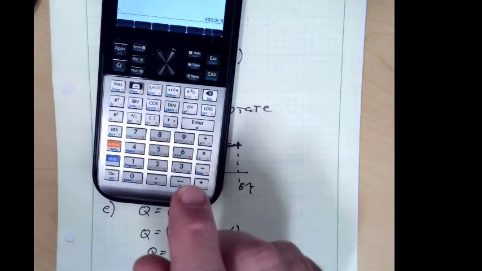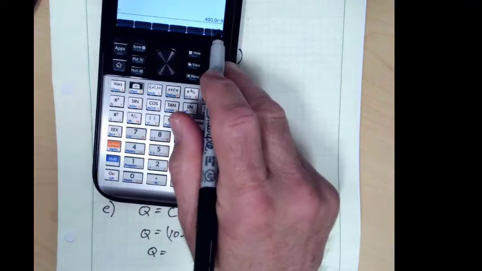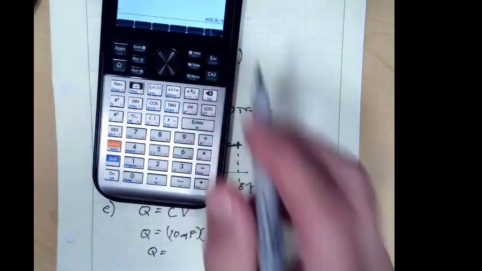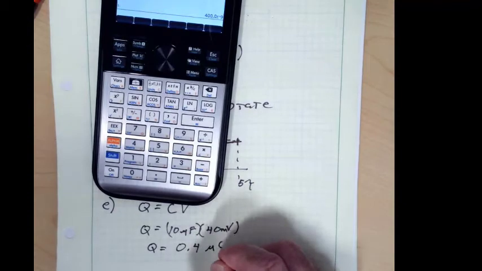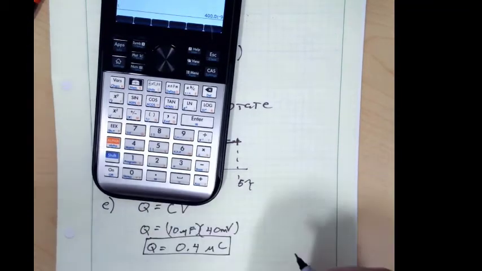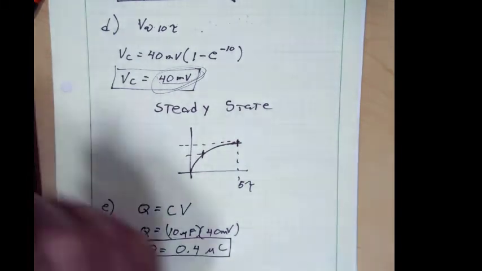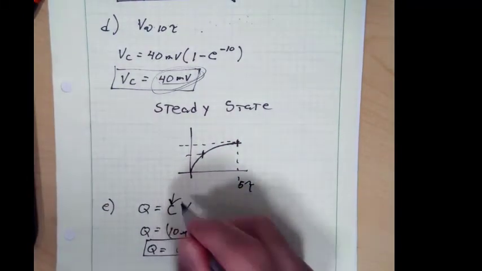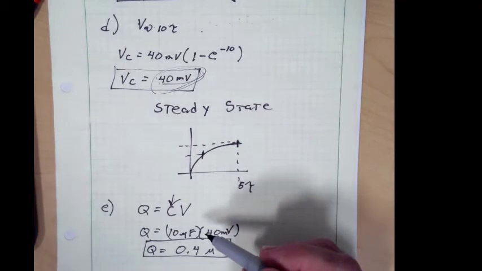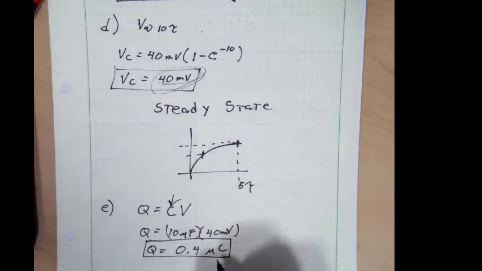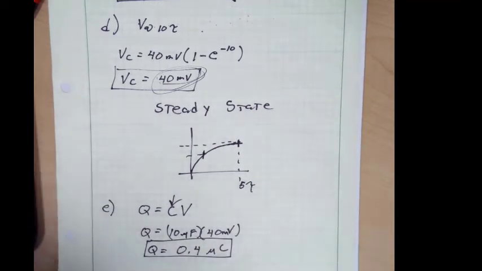Comes out to 400 nanocoulombs, or probably more likely we would write that as 0.4 microcoulombs, which shows us what C, or capacitance, really is. Capacitance is the ability of this device to hold a certain amount of charge for a particular voltage. In this case, at 40 millivolts, this capacitance can hold 0.4 microcoulombs of charge.